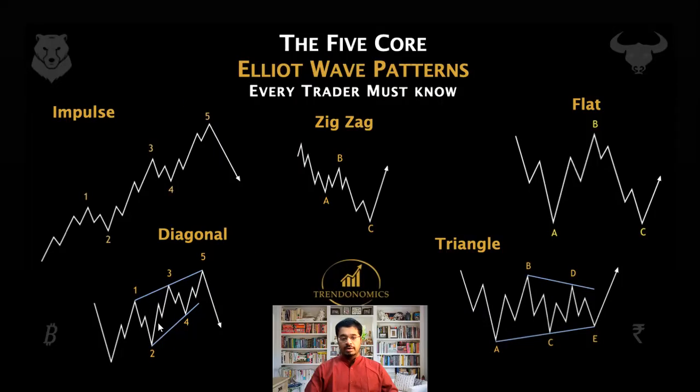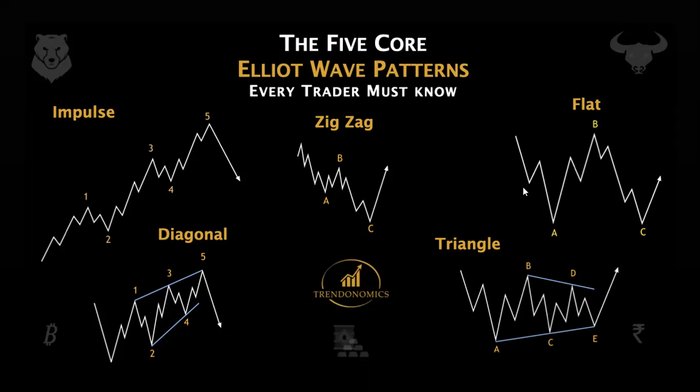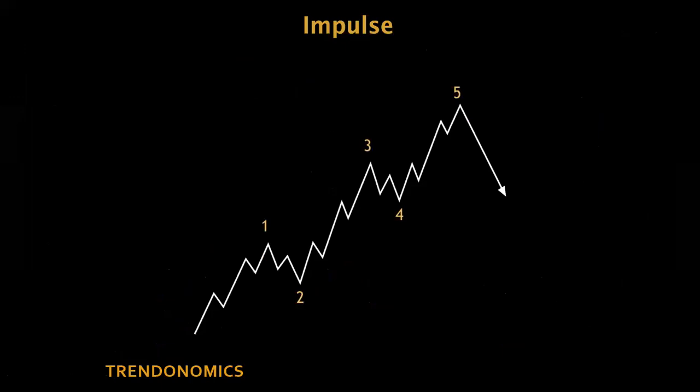Impulse, diagonal, zigzag, flat, and triangle. These are the five patterns around which the Elliott Wave theory revolves, and these patterns provide us high confidence and high probability trade setups. So let's look at these patterns and how they provide us the trading opportunities. So the first pattern is impulse.